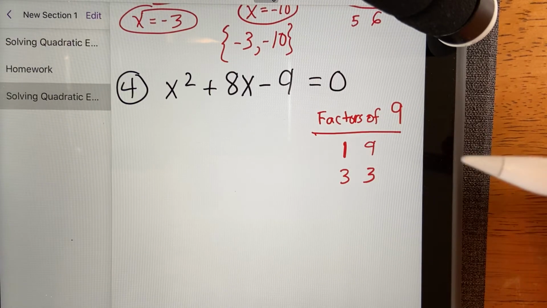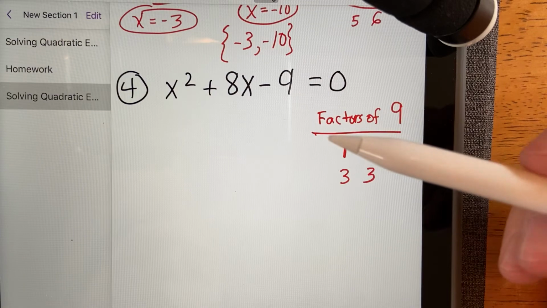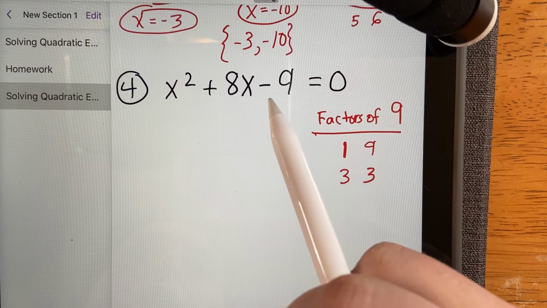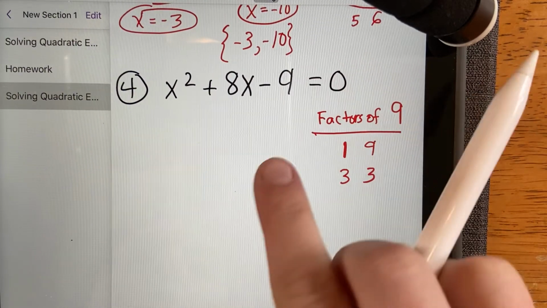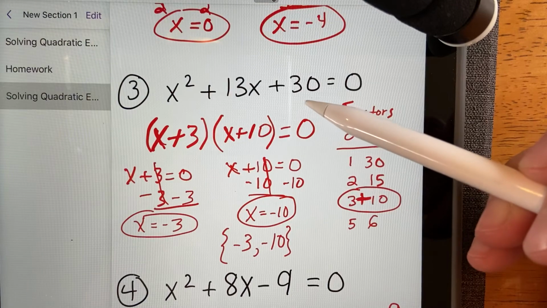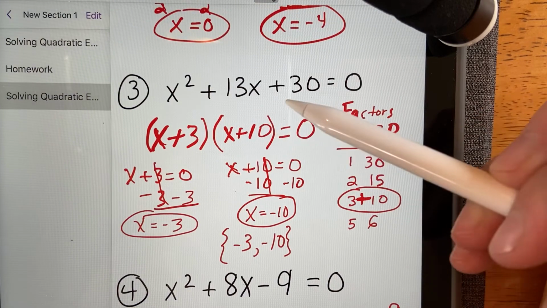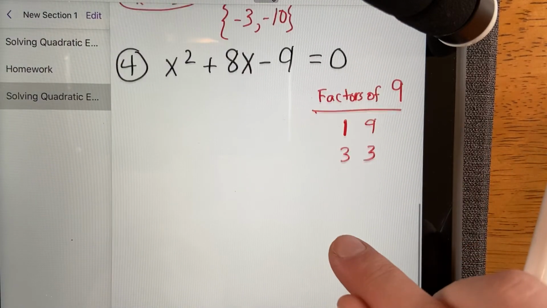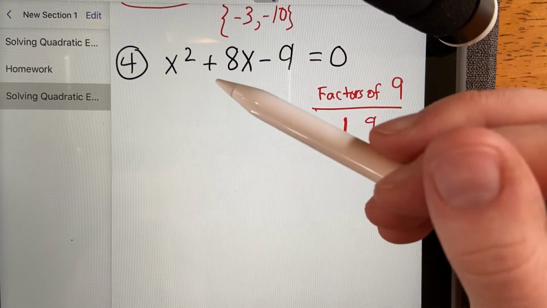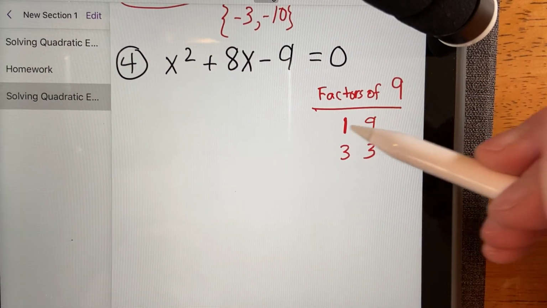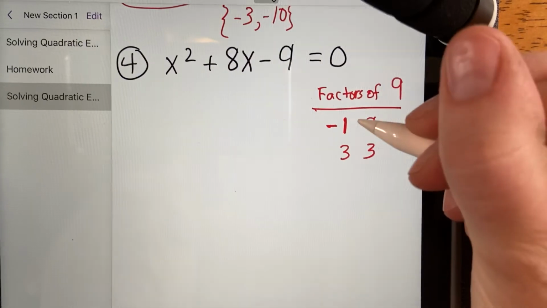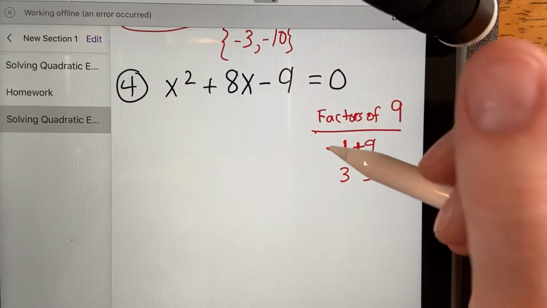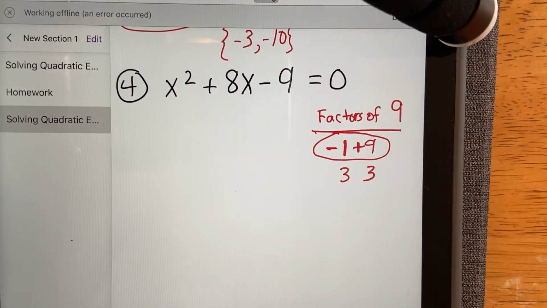And then from those choices, you have to pick the pair that would also subtract to equal 8. This time we're thinking about subtracting because the last number, 9, is negative. In the problem above, I was thinking of the numbers that would add to equal the middle number because 30 was positive. So that's how you tell the difference. Since the last number is negative, I'm thinking of subtraction now, and I want it to equal positive 8. So I know that 9 minus 1 equals 8, so I want to make sure it's negative 1 plus 9.